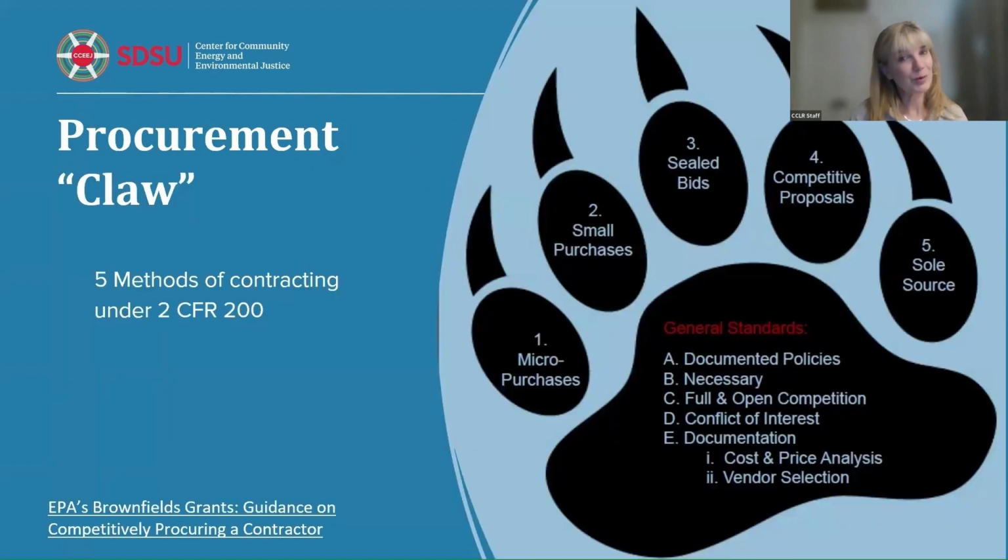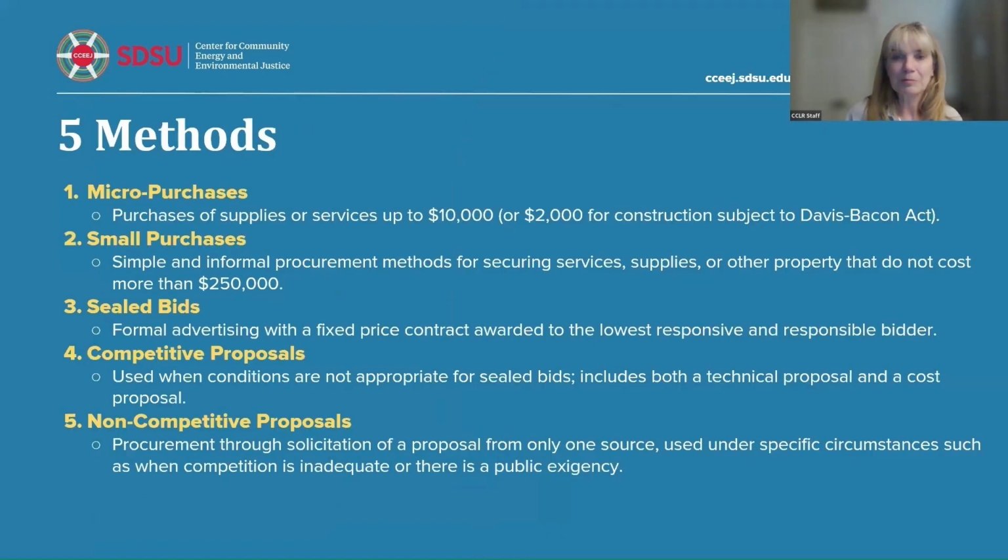My favorite, the procurement claw. So hopefully this image will not burn into your mind, but you remember it as the bear claw. But this is the procurement claw. OMB came up with this image years ago to help people remember the 5 methods of contracting. And here again in the left corner is that EPA brownfield grants for competitively procuring a contractor. This specific document that's being referenced has to deal with number 4, the competitive proposals, which we'll get to.